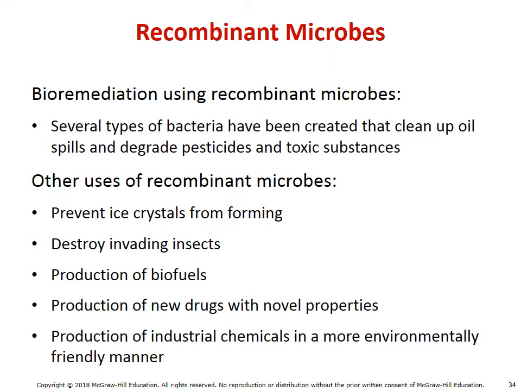So we can use recombinant microbes and do things like bioremediation, where we fix certain issues in the environment by using microbes designed to carry out an action. So there are microbes out there that prevent ice crystals from forming, allowing for a lower temperature that doesn't allow for freezing. They can invade and destroy insects. They can be used to produce biofuels or even produce drugs. Really, with recombinant genetics, we can do almost anything.